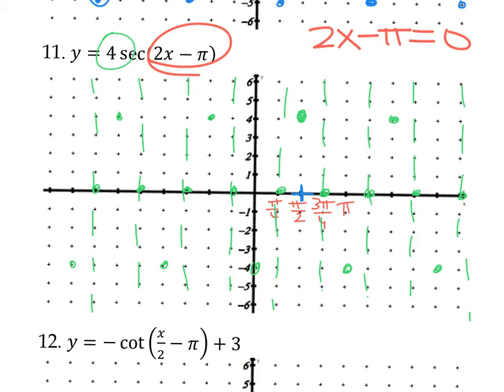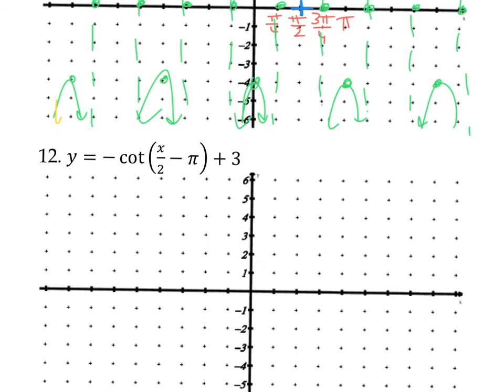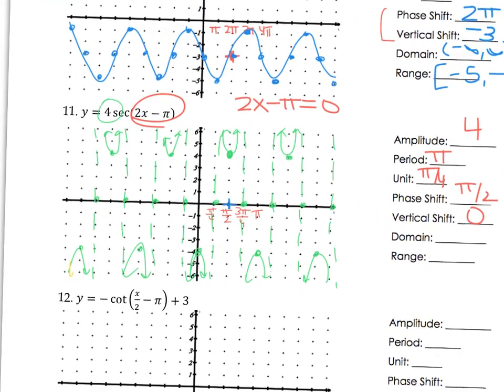And then you just make your loops. Hopefully a lot prettier than mine. Alright, so now let's go ahead and talk about number 12, which is cotangent. Oh wait, no, I lied. We gotta do the domain and range.